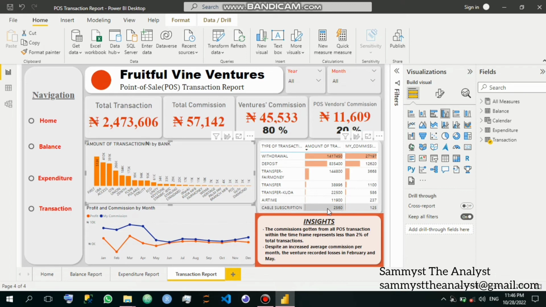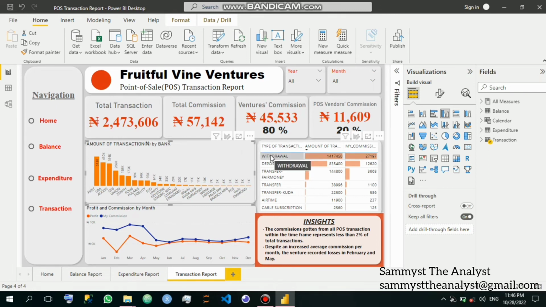Subscribing to cable was 2,560 naira, and the commission is also there. So these are the amounts of transactions involving this particular type of transaction.